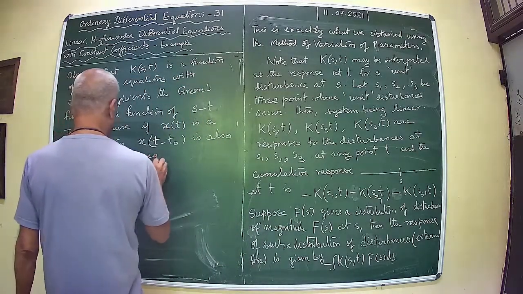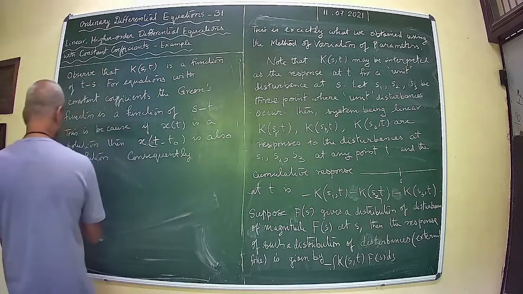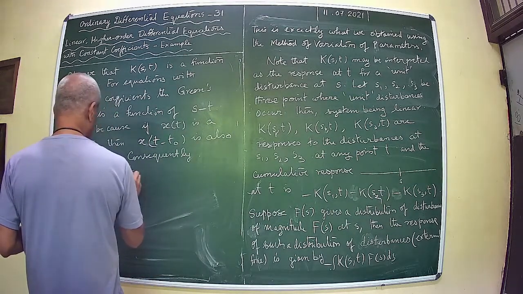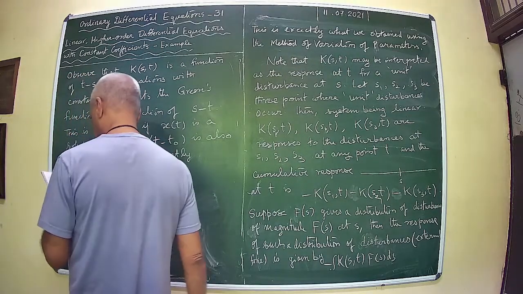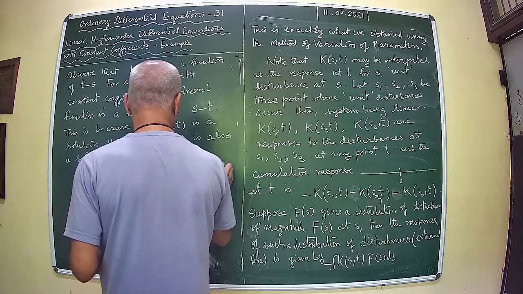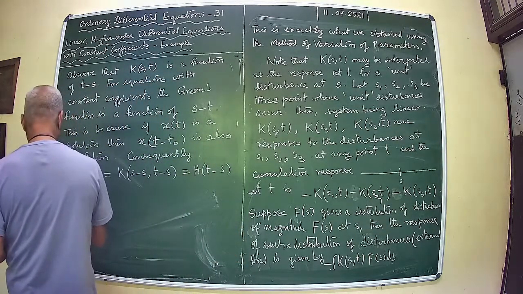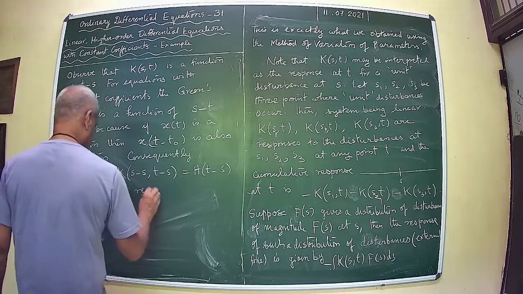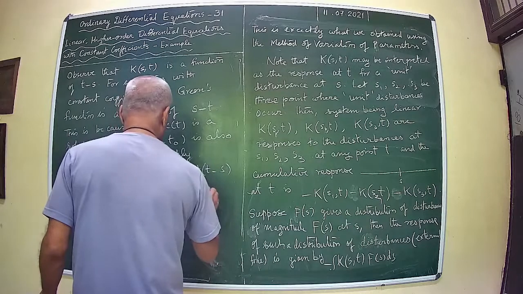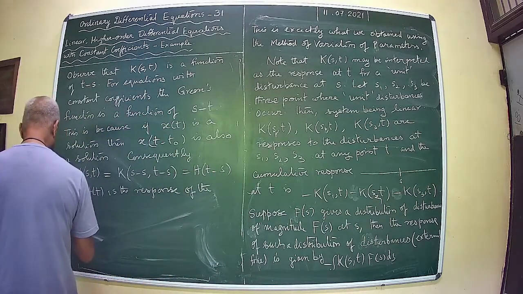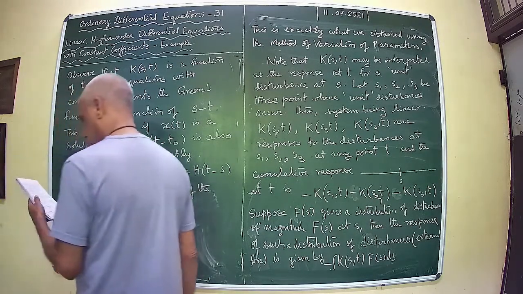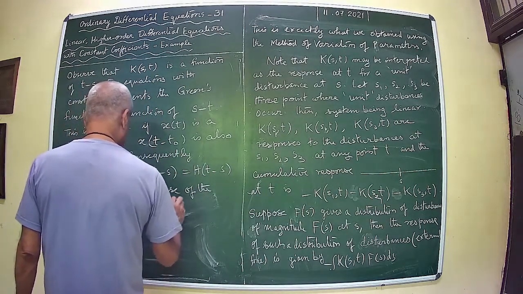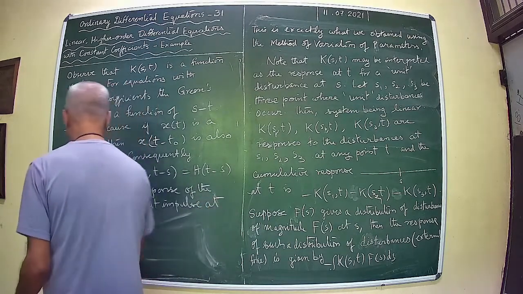Consequently, k(s,t), which is equal to h(t minus s), where h is the response of the system at t for a unit disturbance at s.